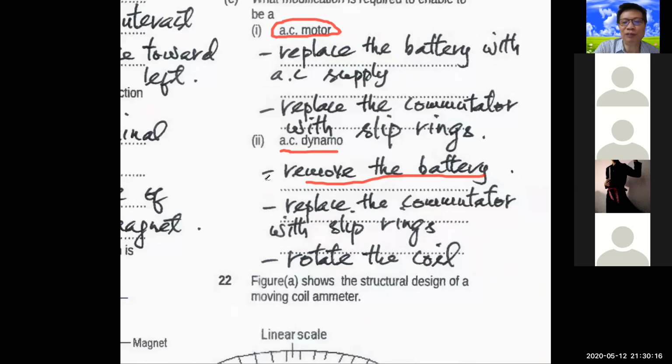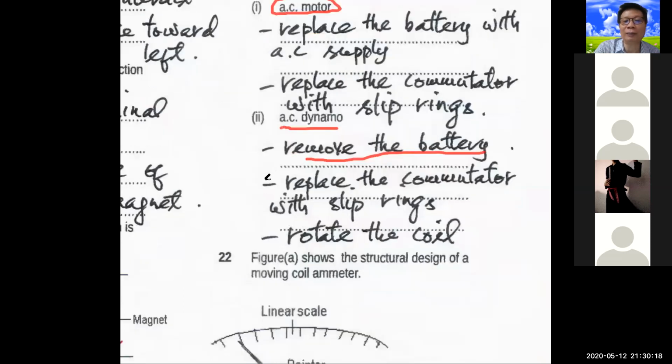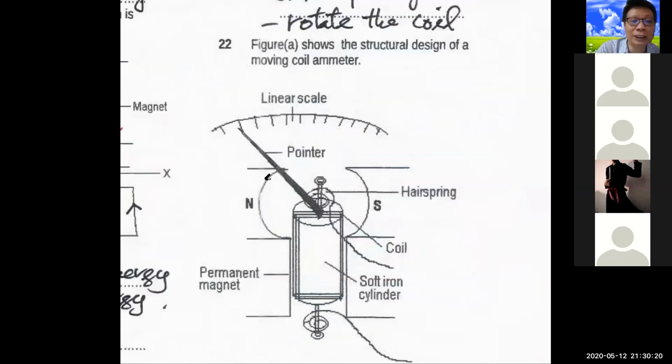Okay, come, let's move on. Question 22. Very long, because you know why, this lesson has a lot of questions from the SPM. Besides, I got a lot of questions to answer, and I don't want to skip. I want to discuss with you one by one so that you make sure you understand. Okay, now question 22.